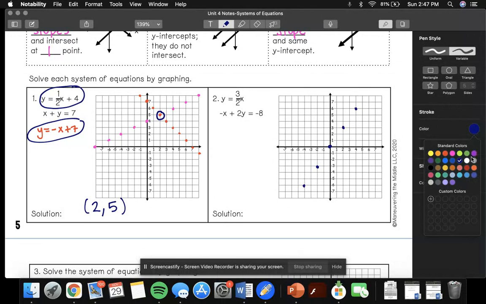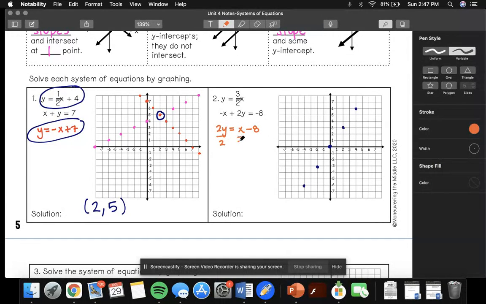Okay. Then for the second equation, negative x plus 2y equals negative 8. We're going to move this negative x over with a positive x. Then we're going to divide by 2. Y equals x over 2, which would be the same as a half of an x. And then negative 8/2, which would be negative 4.